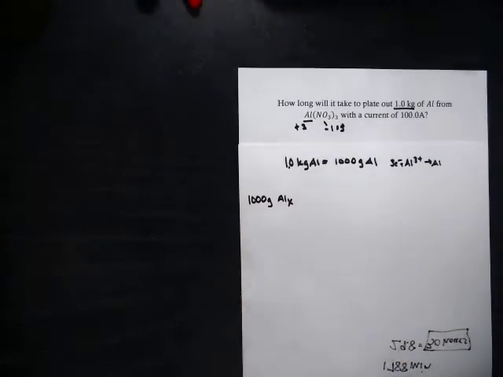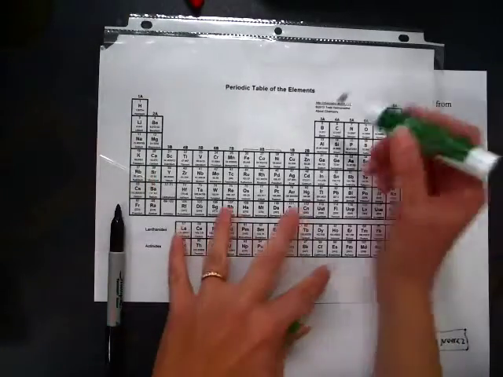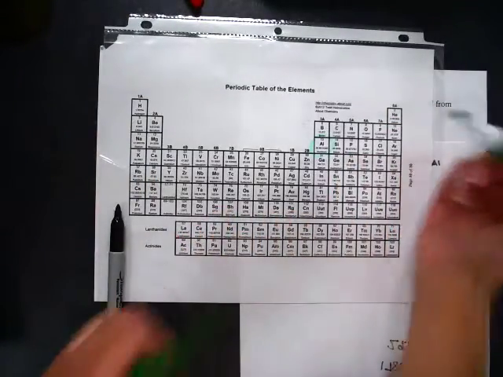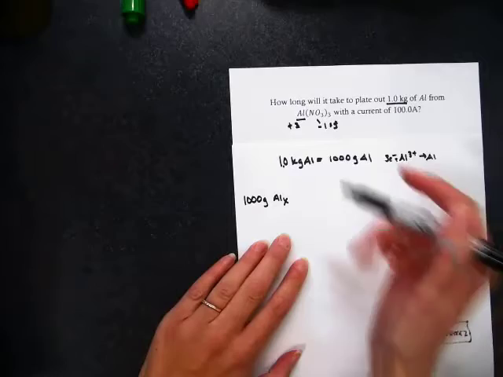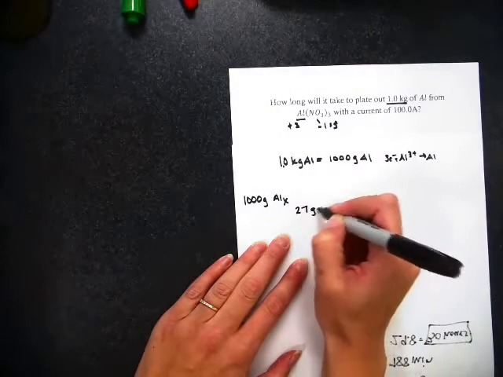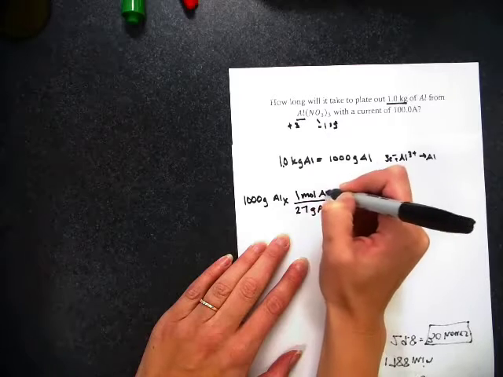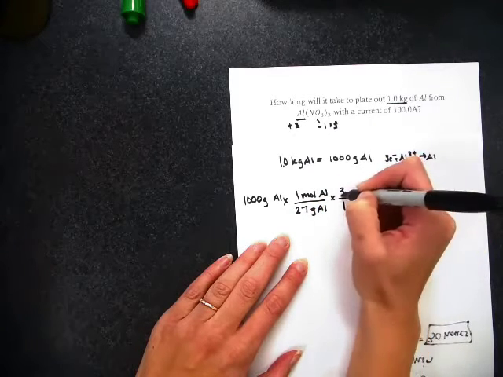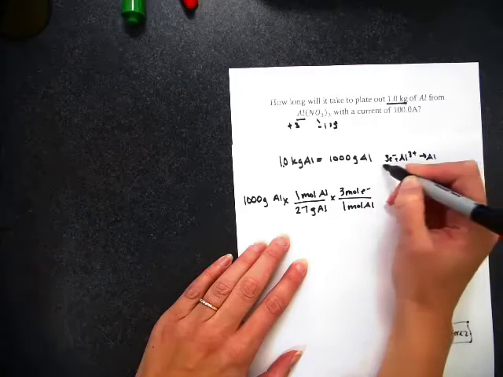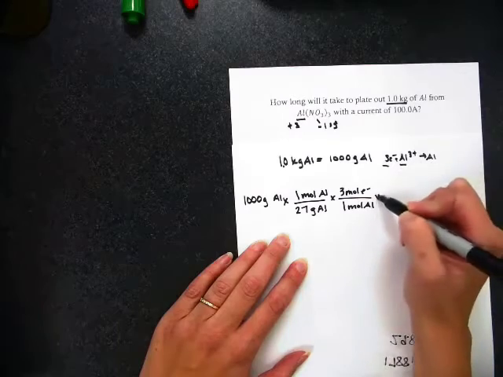All right, so now starting from my 1,000 grams, first thing I want to do is convert it to moles. So I'm getting the molar mass from my periodic table, and so I'm going to divide by that. Then I want to get to moles of electrons, and I'm using my little balanced equation I wrote where 1 mole of aluminum needs 3 moles of electrons to be transferred from 3 plus to 0.